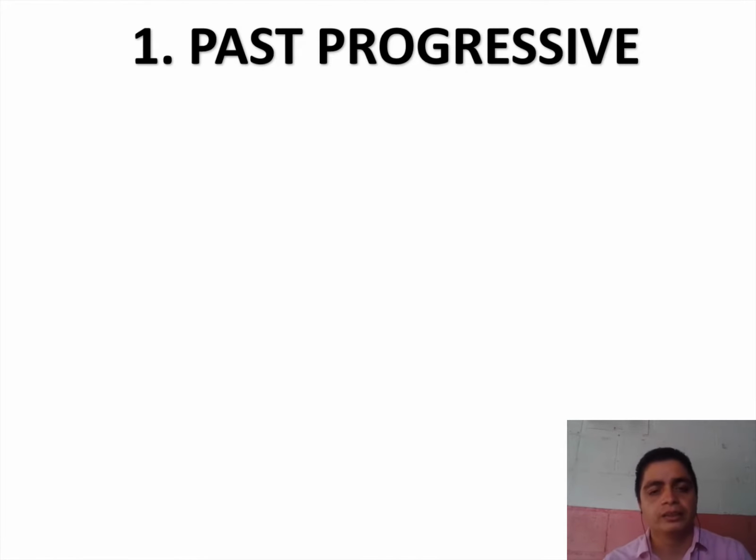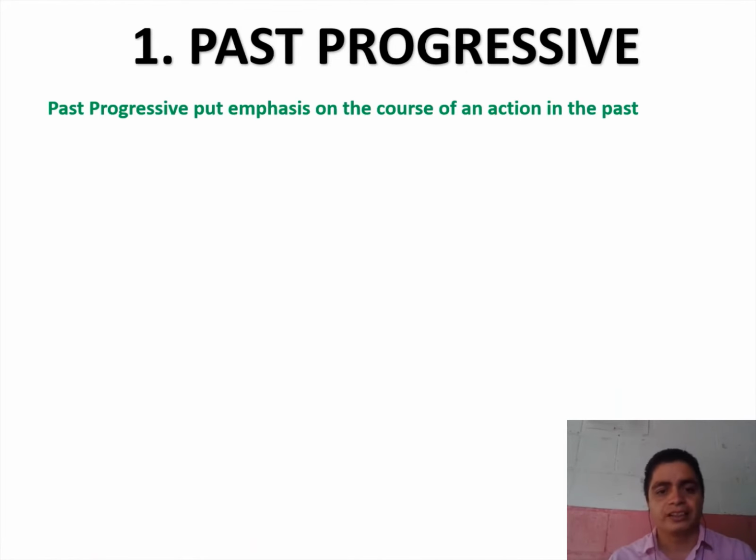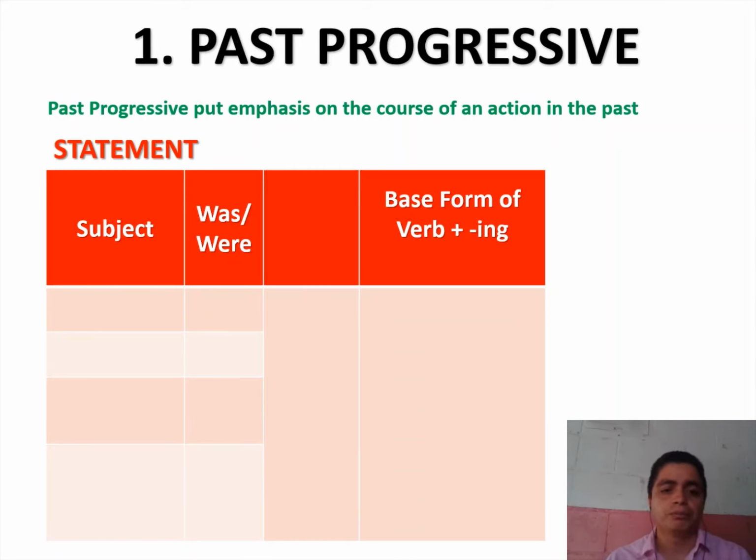Welcome back. So let's talk about past progressive. Past progressive puts emphasis on the course of an action in the past. In the case of statements, we use this formula. We put the subject, the was or were, and the base form of the verb plus ing. So to give you some examples, for the subjects I, he, and she, we use was. For you, we, you, and they, we use were.